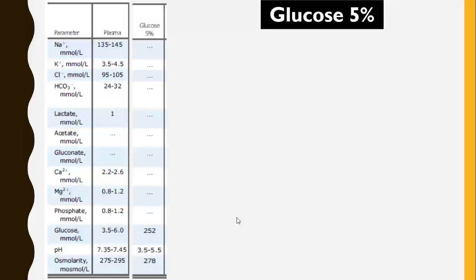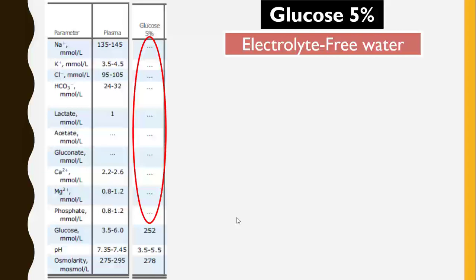So this is solution number 2, glucose 5%. The glucose 5%, as we see here, is an electrolyte-free water. There is no sodium, no potassium, no chloride, no buffer, only glucose 5%. So each cc of this fluid contains 5 grams of glucose, or 1000 contains 50 grams of glucose. This solution apparently in vitro is an isotonic fluid, but in vivo it's not like that. In vivo it acts as hypotonic.